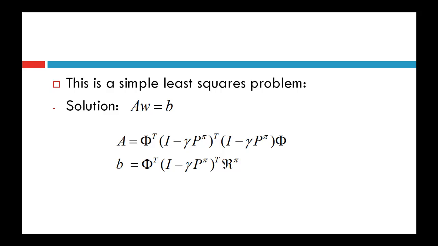To solve it practically, we will use samples to approximate the matrix phi, the reward vector R, and the stochastic transition matrix P pi, because in the real world problem, the exact transition matrix or transition model and the reward function are not known. Therefore we need to approximate these terms, P pi and R pi, with the samples.